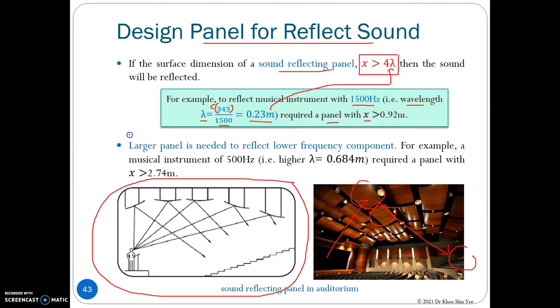Larger sound reflecting panel is needed to reflect lower frequency component of sound. For example, if you want to reflect a sound with 500 Hz, then in this case, the lambda is equal to 343 divided by 500, which gives you 0.684 m. So you substitute inside this formula, multiply it with 4, then you should obtain the dimension must be greater than 2.74 m, which is much larger compared to the previous panel.